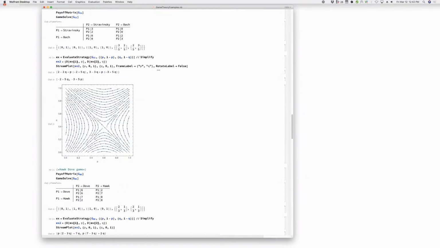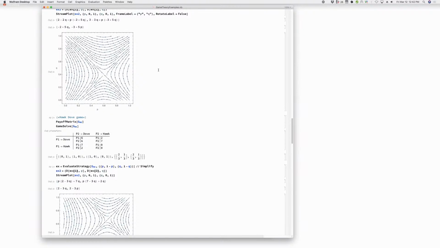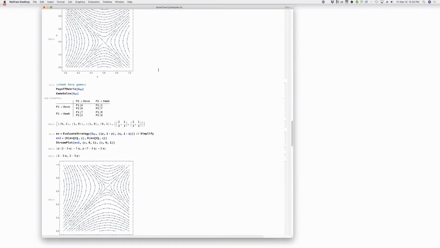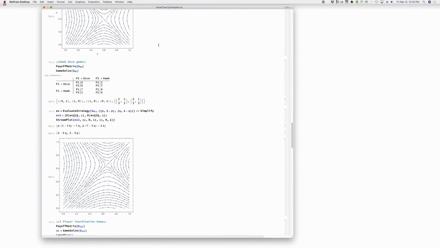Yep. Okay, then here we have another one. This is pretty similar to the coordination game, but with some twists. This is a hawk-dove play, and here again you have 3 separate Nash equilibria, 2 pure and 1 mixed. Okay.